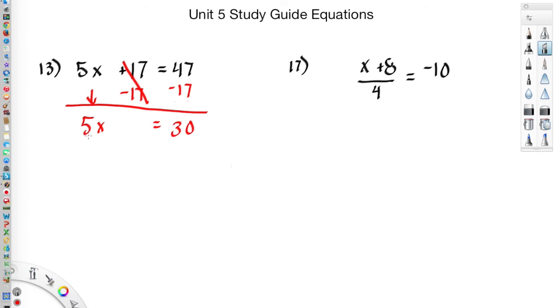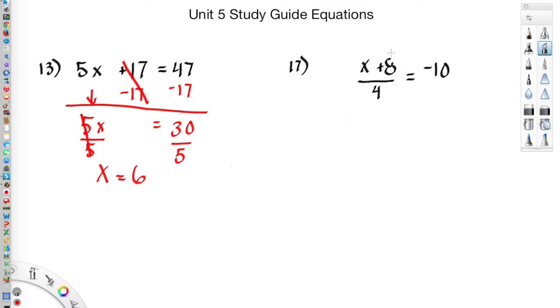Okay, I examine my equation again. It's a one-step equation now. X is being multiplied by 5. What's the inverse of that? Divide by 5. And what I do to one side, I do to the other. The 5's cancel each other out. I'm left with x is equal to 30 divided by 5, which is 6. And I'm done.